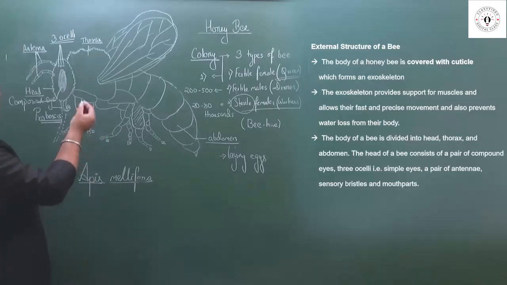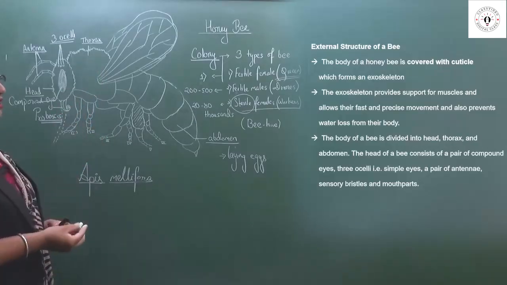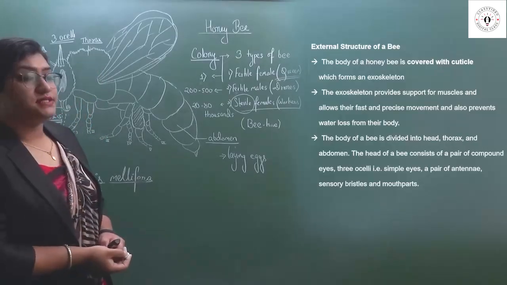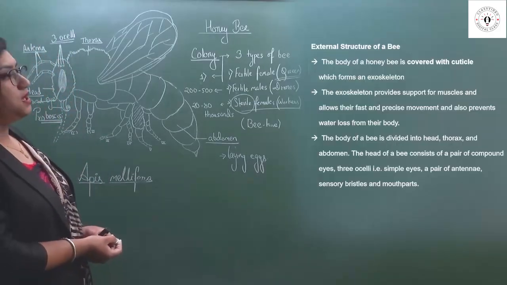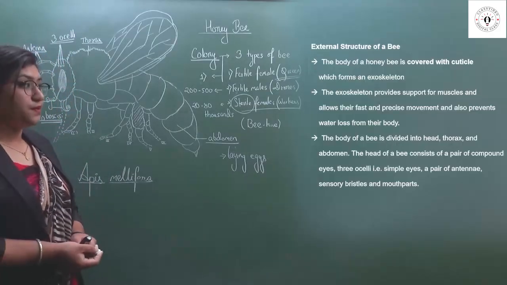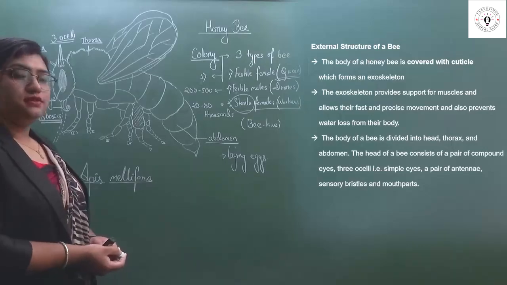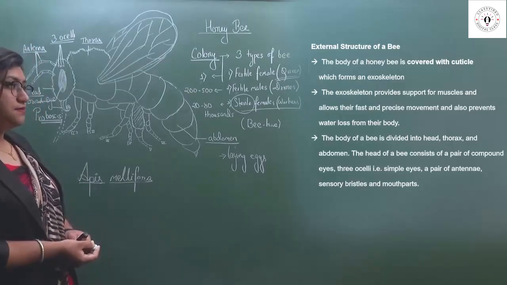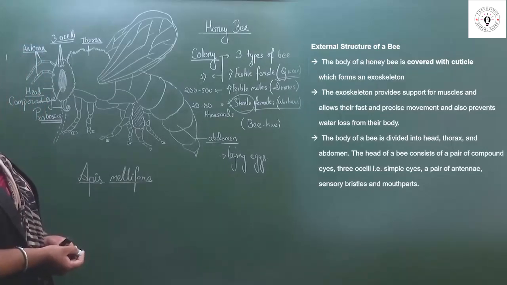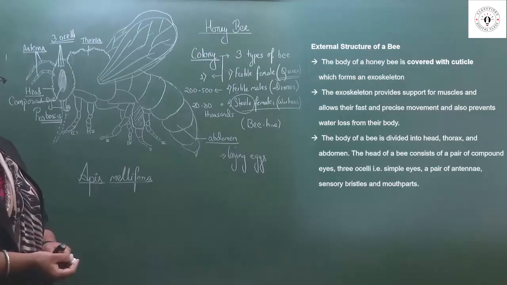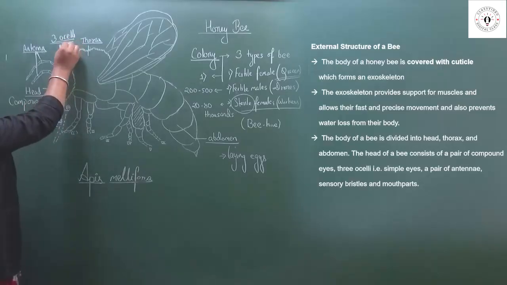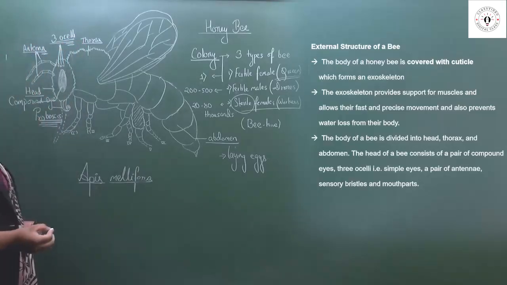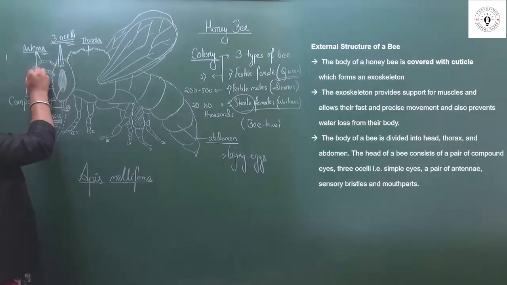Next, let's go through the slide. The body of the bee is divided into head, thorax and abdomen. The head of a bee consists of a pair of compound eyes, 3 ocelli, that is the simple eyes, and a pair of antennae. The next thing is sensory bristles and the mouth parts. Here we have already discussed the mouth part, ocelli, antenna, and the sensory bristles. They are all present on the antenna.